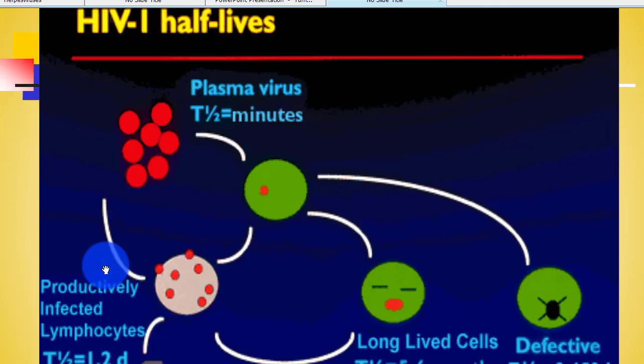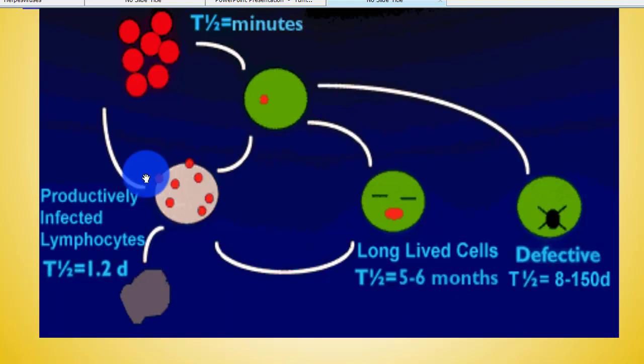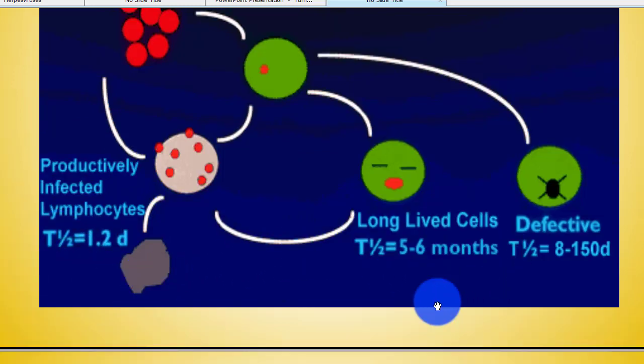HIV half-lives: plasma virus, half-life per minute, the productivity of infected lymphocytes, and the long-lived cells.